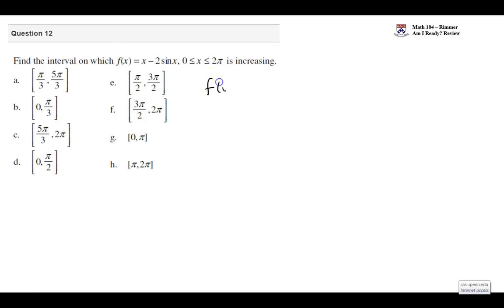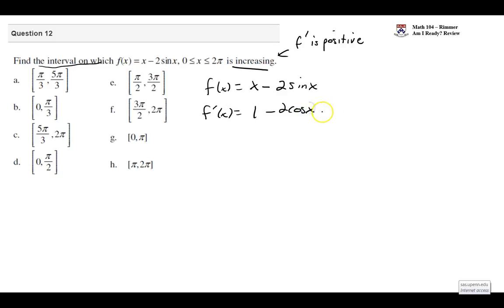Our function is x minus twice the sine of x, and we're asked to find an interval where the function is increasing. Increasing is where your first derivative is positive, greater than 0. The derivative of this function is 1 minus 2 cosine x. Let's first find where it's equal to 0. That means that 1 is twice the cosine of x, or the cosine of x is a half.